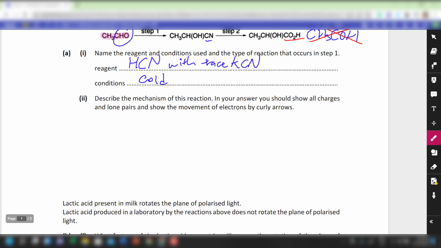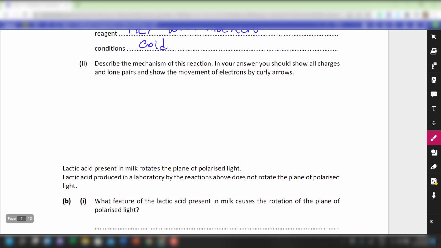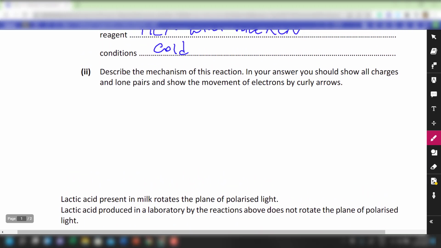So A2 is a very straightforward mechanism question. You are required to describe the mechanism for this reaction, and in your answer you should draw all curly arrows, lone pairs, charges, etc. As with all questions, if you remember from the very beginning when we first discussed free radical substitution for alkanes, you need to write down the name of the mechanism. So the name of the mechanism is nucleophilic addition. You need to write it out clearly. For nucleophilic addition, the first step involves the nucleophilic attack by the cyanide nucleophile. So this is the slow step.